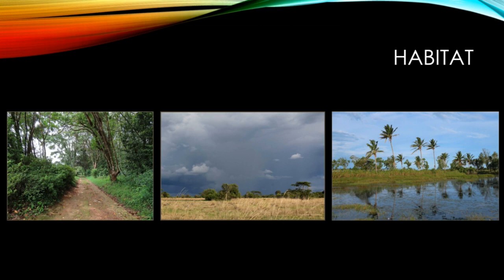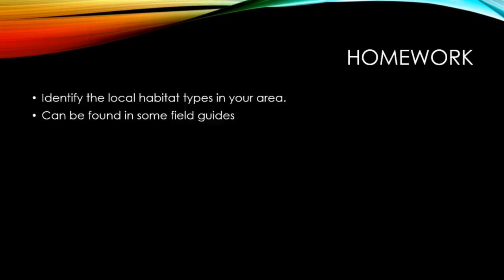Right, so a little bit of homework for you. If you were to have a look in your immediate area, try and identify a few different habitat types. So have a look at what various habitats you have in your local area. And like I said, there's a bit of a breakdown of habitats in some field guides. So have a look there first, and then you can match up what habitat types you have in your area, and that'll actually help you to work out what birds occur in that area, and you can start looking for those particular species.